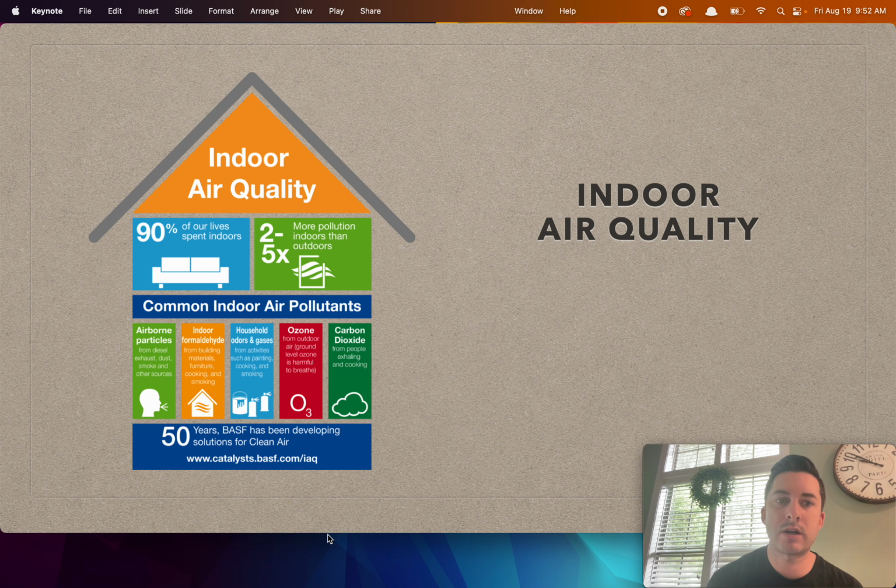Back again, we're going to talk about another building science topic that's important to us, and we think it should be important to you as well. So let's get into it. We're going to talk about indoor air quality today. Let's head over there to the left to that diagram.